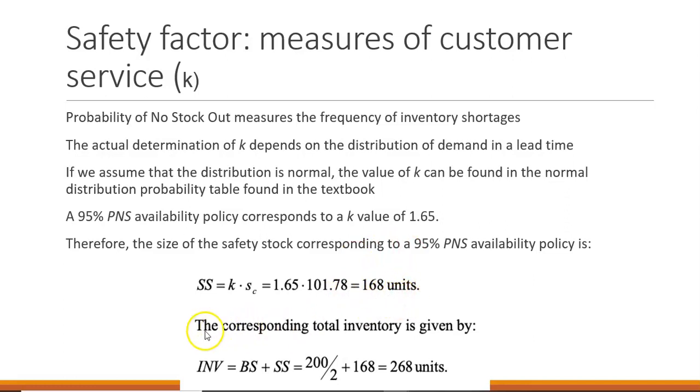Okay? So then if we have our total inventory, we have a quantity of 200, which means that our base stock should always be 100, and our safety stock is 268. So we want to maintain a constant inventory of 268 units.